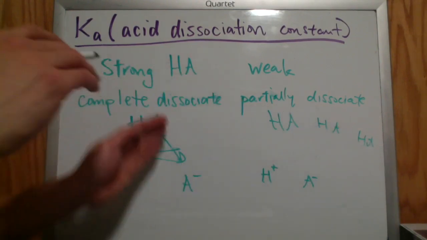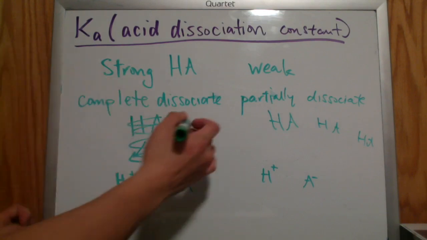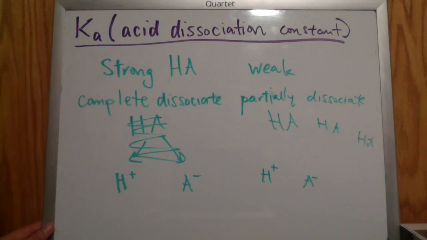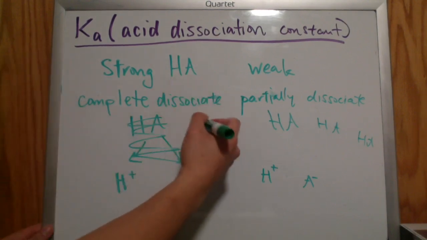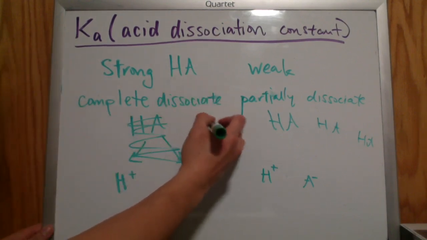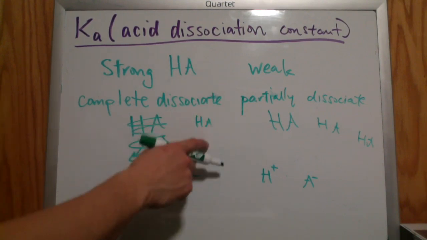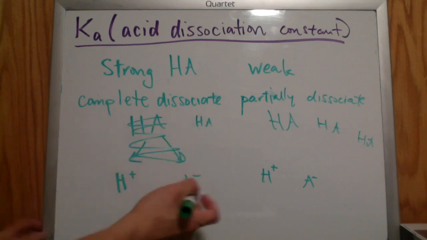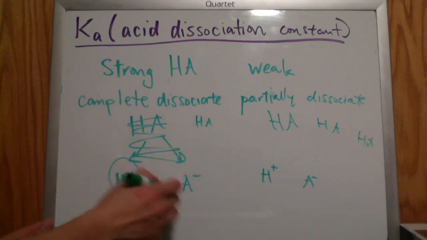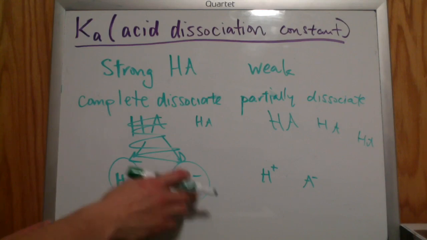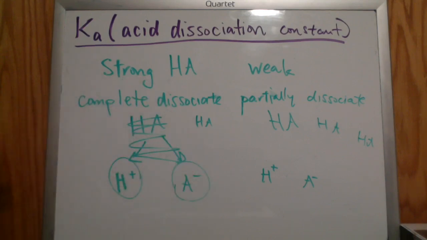Now keep in mind, this was absolute, but remember when we're talking about equilibrium with the K, the equilibrium constant, it's a dynamic process. So some of the ions are reforming into the molecule, and then vice versa. But the majority in a strong acid, the majority of the products will be H plus and A minus. And so let's take a look at that in terms of Ka values, or equilibrium constant values.